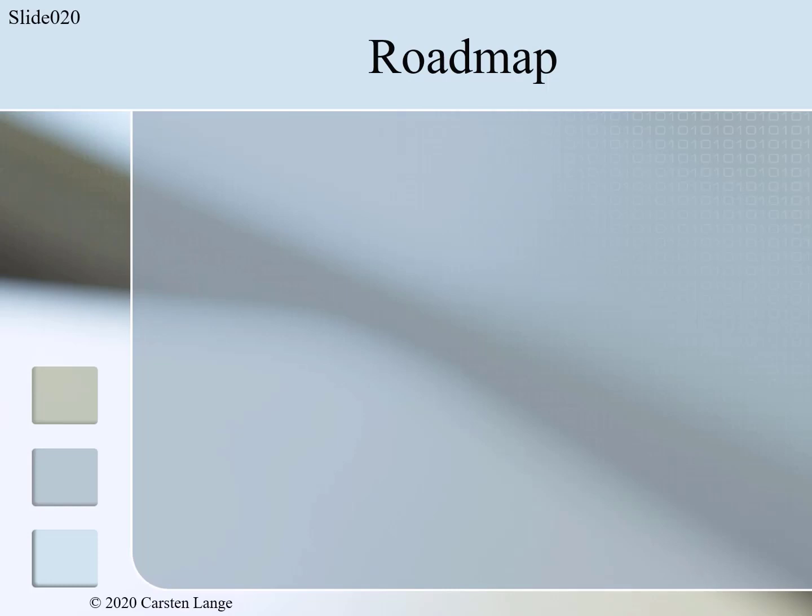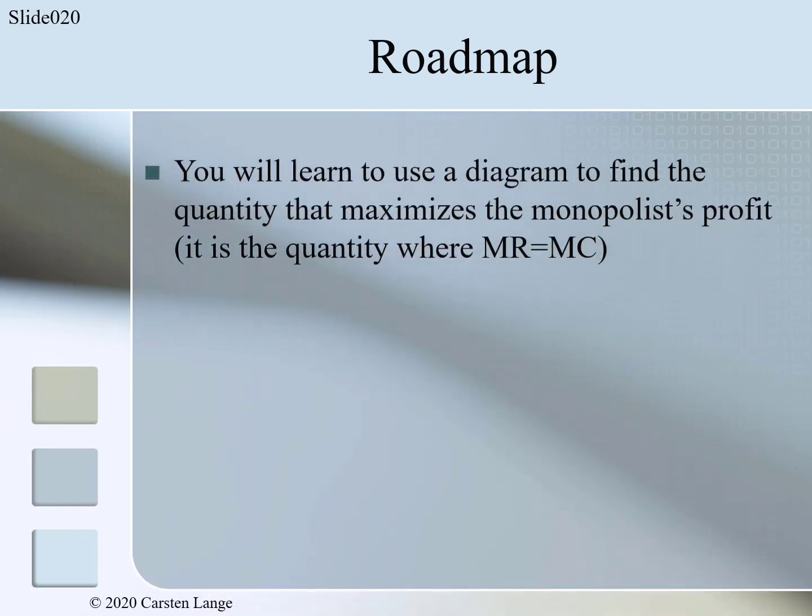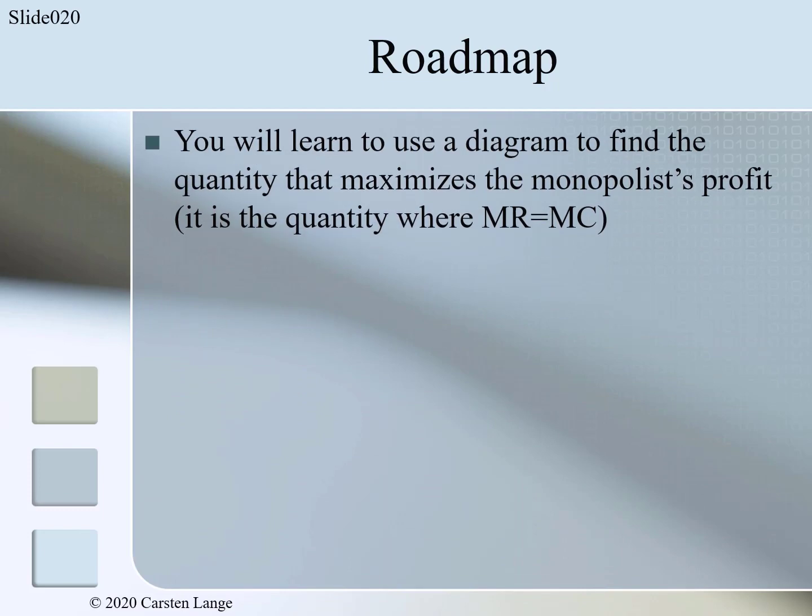What will you learn in this segment? You will learn to use a diagram to find the quantity that maximizes the monopolist's profit. The optimal quantity is where MR equals MC. This is very similar to the segment before. Actually, we follow the same procedure as in the segment before, except that in the segment before we calculated the numbers, and here we use a graph.